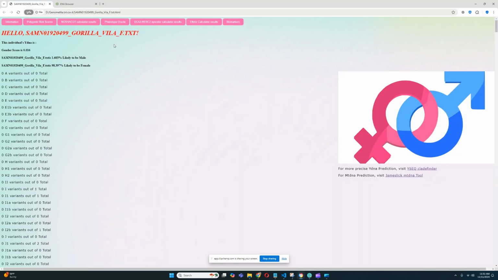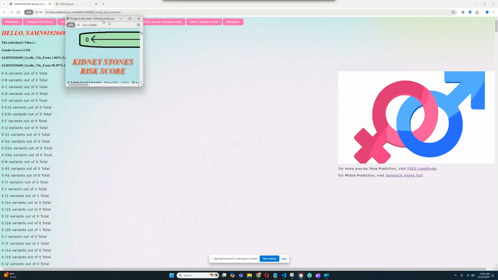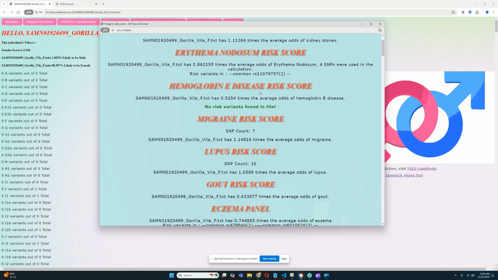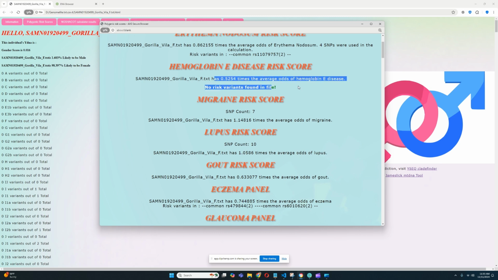All right, now let's look at the polygenic risk scores for this individual, and it looks like she doesn't have any risk gradients for hemoglobin E disease.